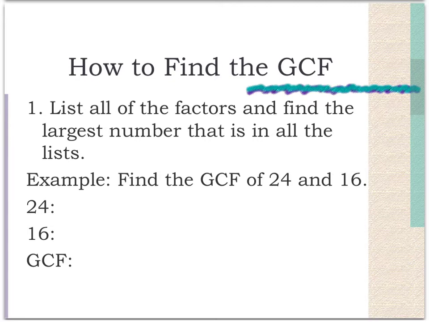So for the factors of 24, utilizing my basic facts, I know that 1 times 24 is 24. I'm going to write them in pairs. 2 goes into 24 12 times.